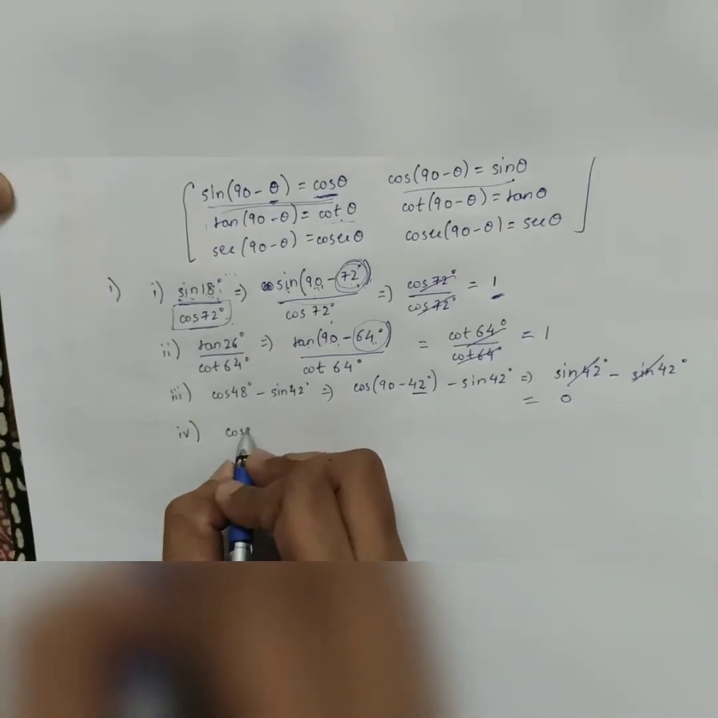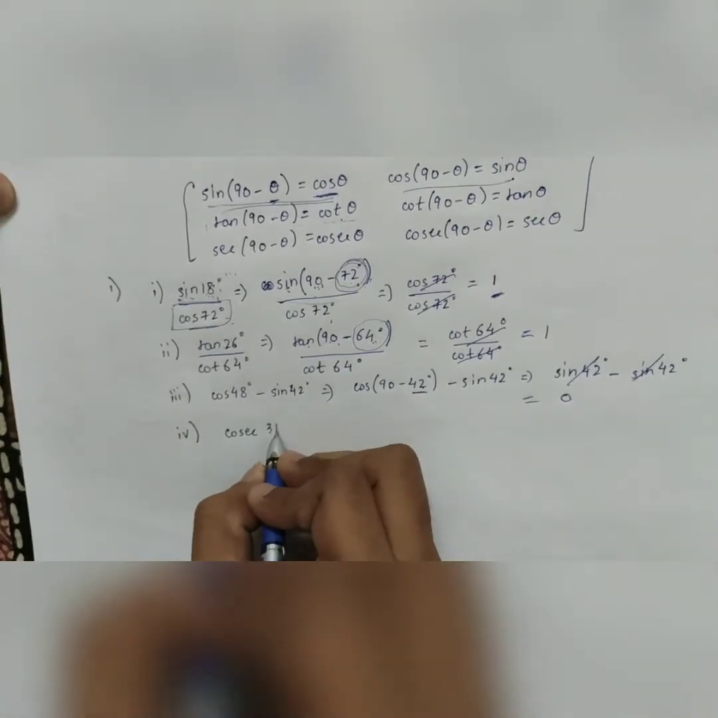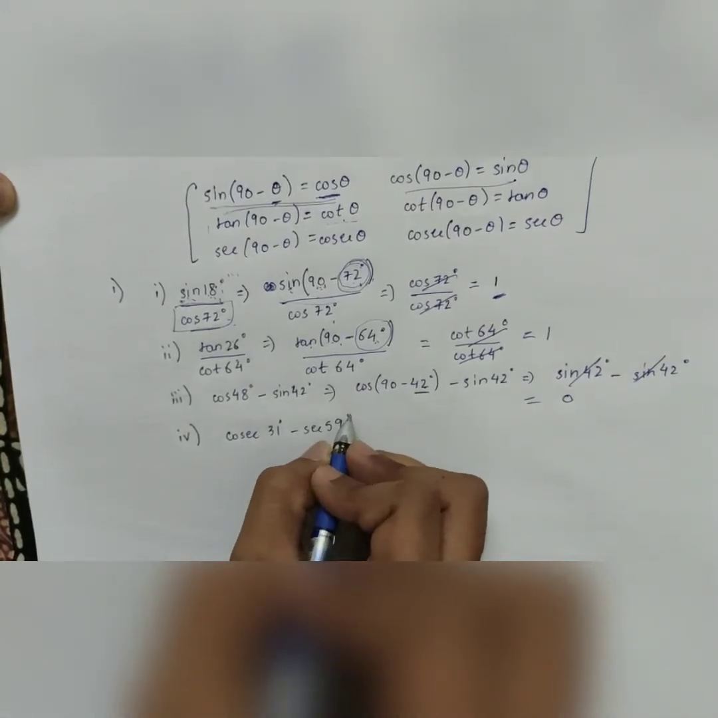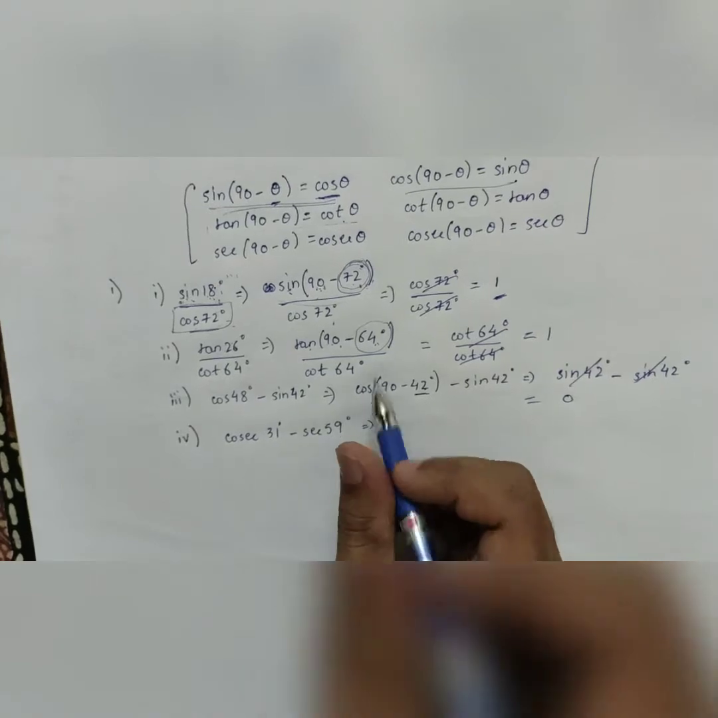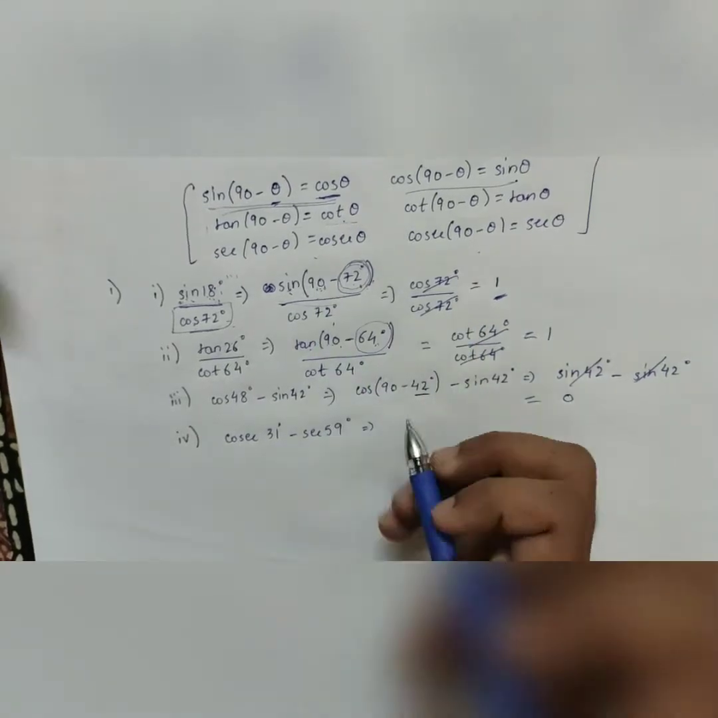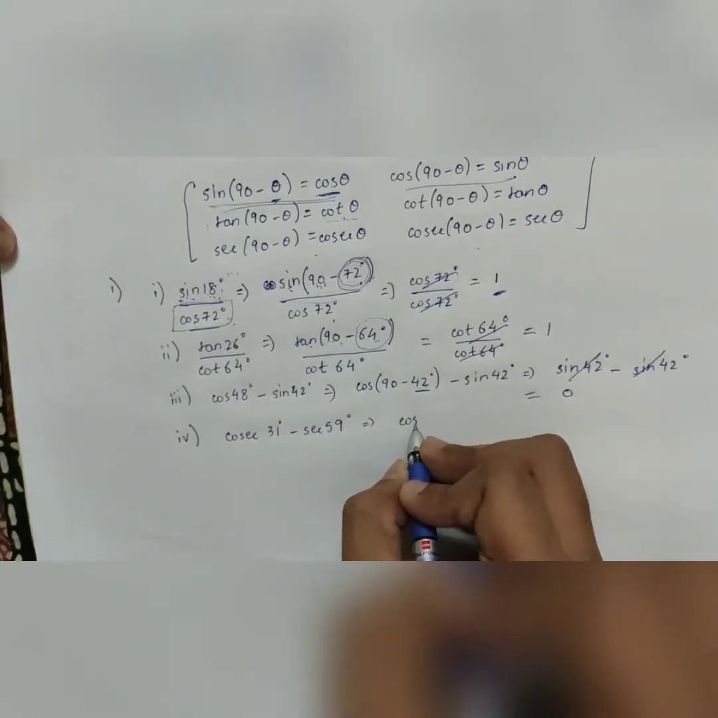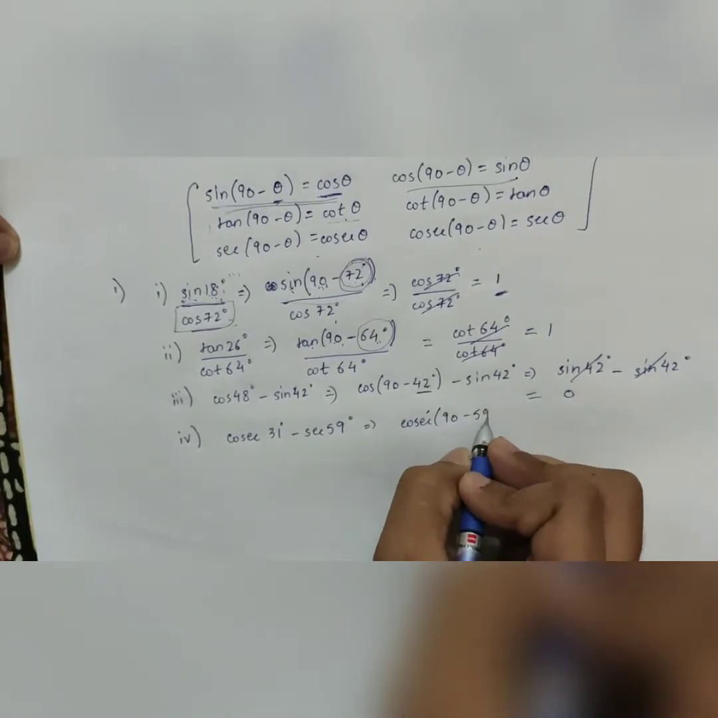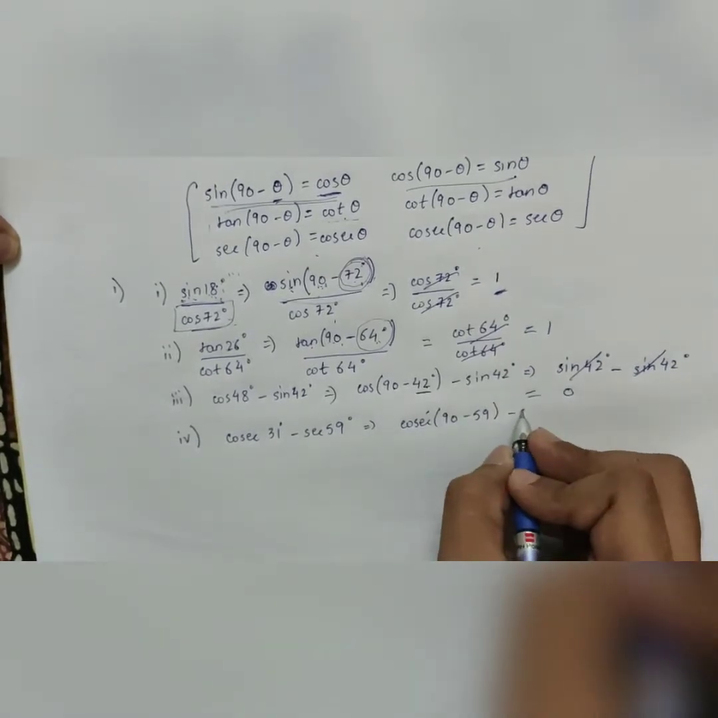Cosec 31 minus sec 59. So it is the same as the third part, just the identity used is different. So cosec 31 you can write as cosec 90 minus 59, minus sec 59.